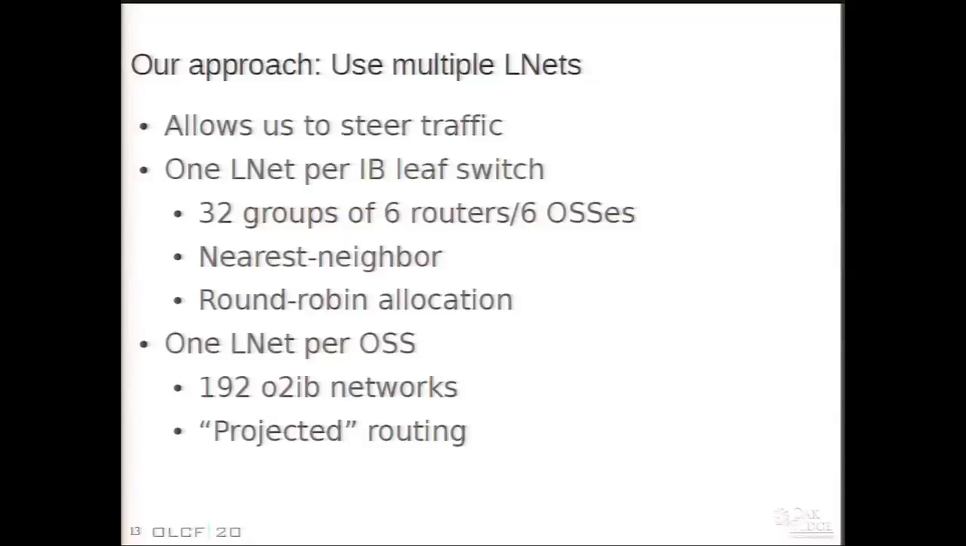So we also tried a different approach, which is, let's just do one LNet per OSS. This lets us have 192 O2IB networks. I always know which router I'm going to talk to for a particular OSS. I've got 192 routers and 192 OSSs. This matches up really well. We call it projected routing. We basically said, we're going to pretend these routers actually live in the Torus itself, and that makes everything really easy. It's easy to think about.